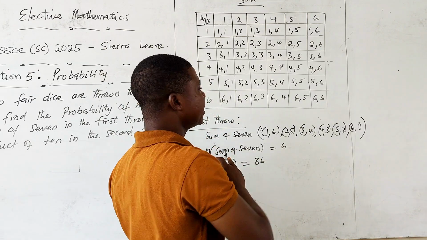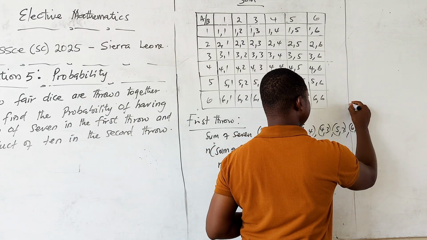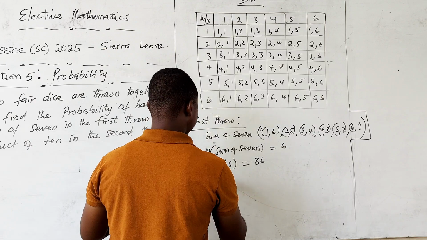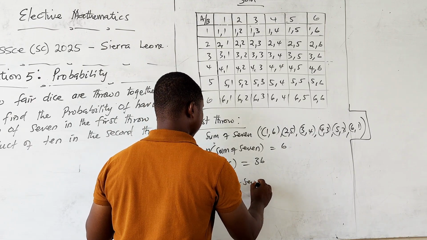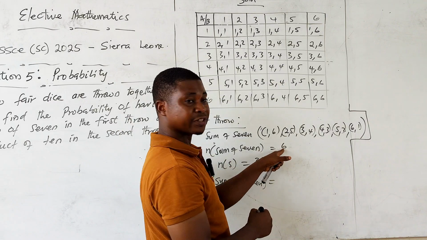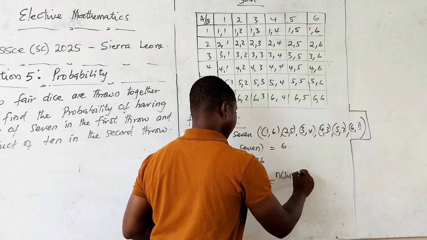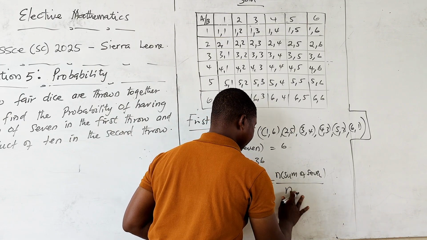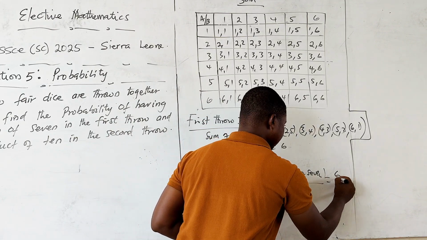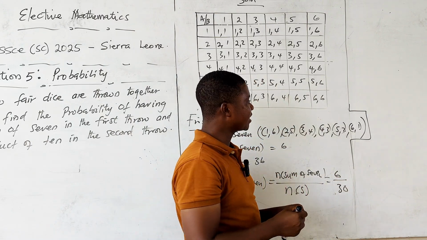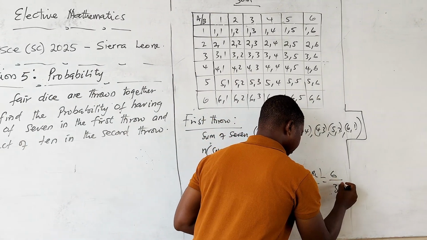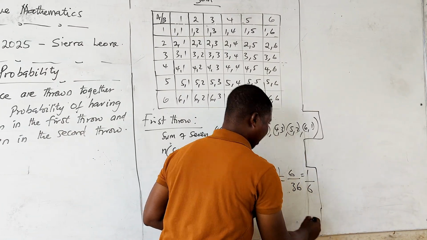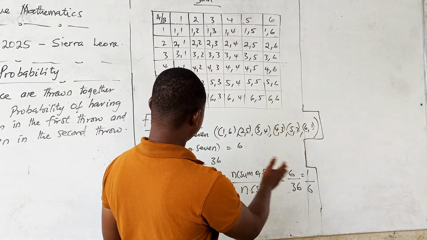First you have to find the probability of having the sum of 7. The probability of sum of 7 becomes n of sum of 7 over the number of sample space n of S, which gives us 6 over 36. And 6 over 36 will give us 1 out of 6. So we have 1 out of 6 as the solution for the first part.